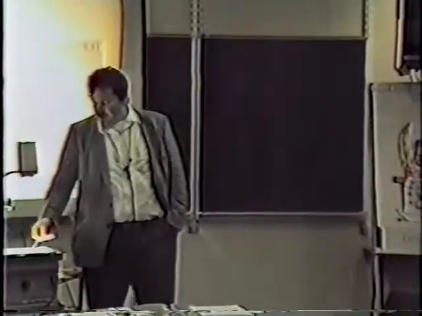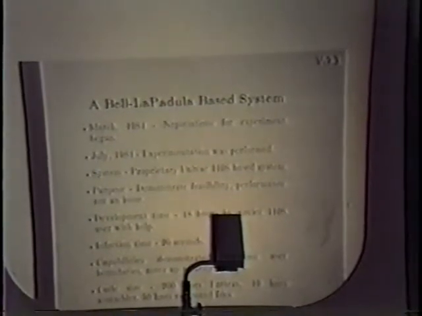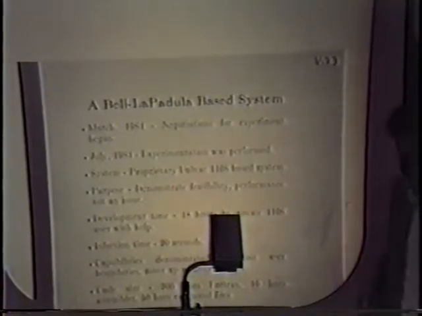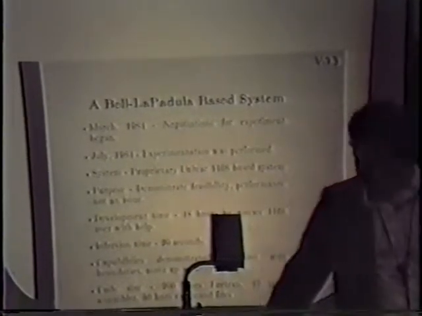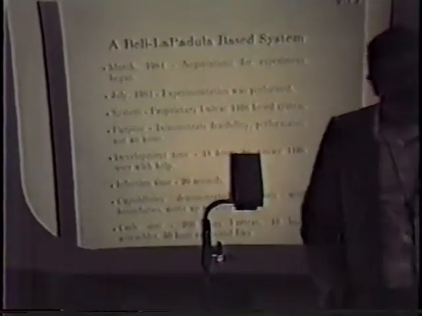So we began negotiating experiments in March '84. In July, we performed experiments on a proprietary 1108-based system. Let's see, what IRS uses 1100s, right? Not 1108s. Okay, no problem. The purpose was to demonstrate feasibility. That is, performance was not an issue. I mean, we're talking about somebody who's never been in an 1108 before, doesn't know anything about this proprietary operating system. Got a virus developed in 18 hours. Infection time was 20 seconds.